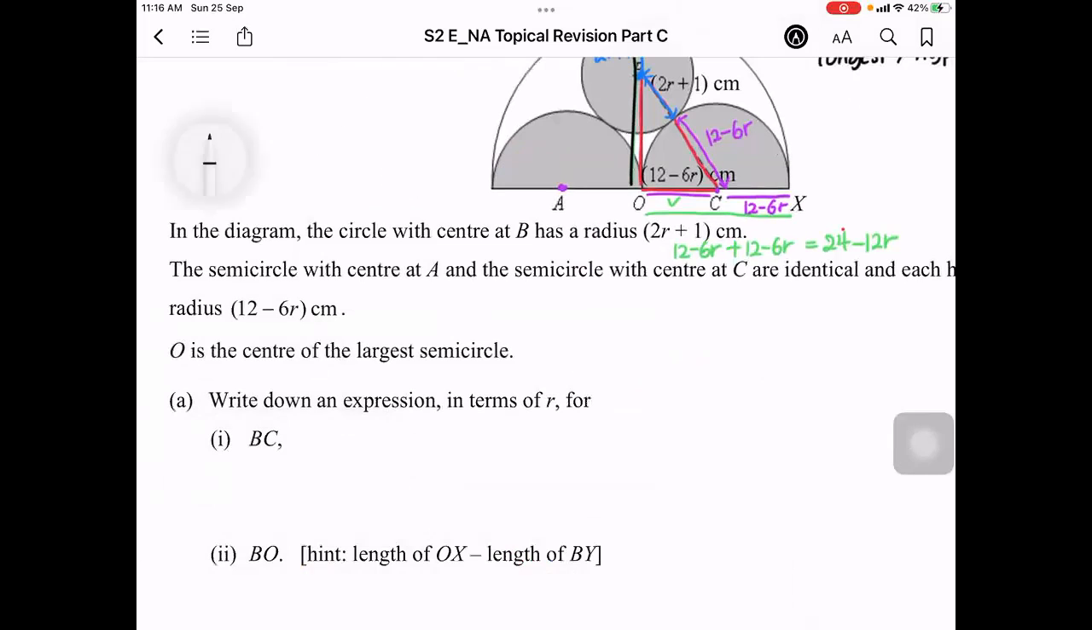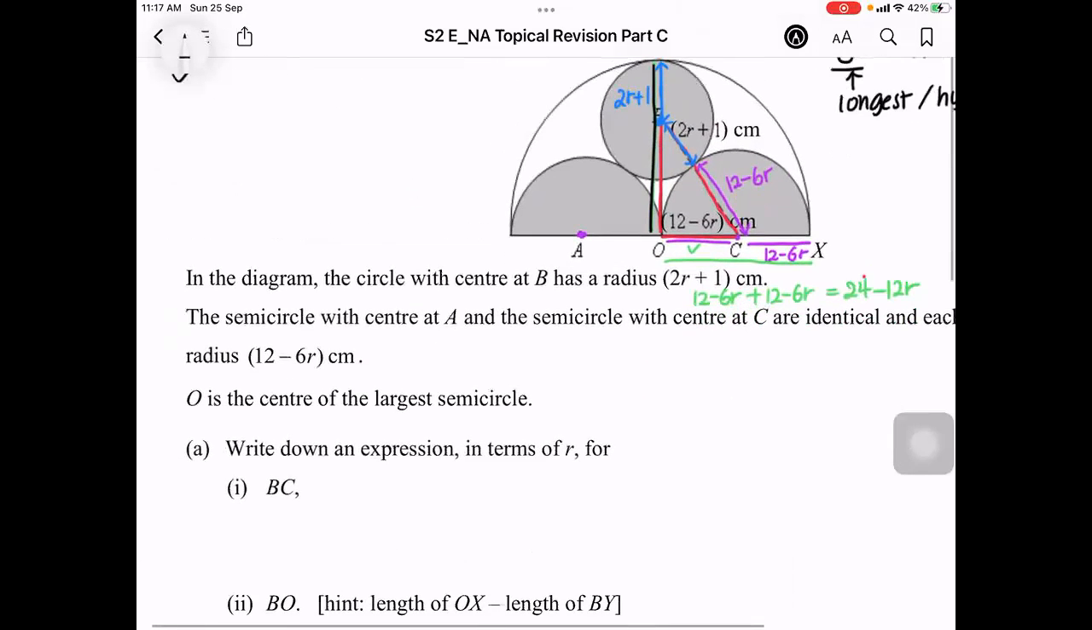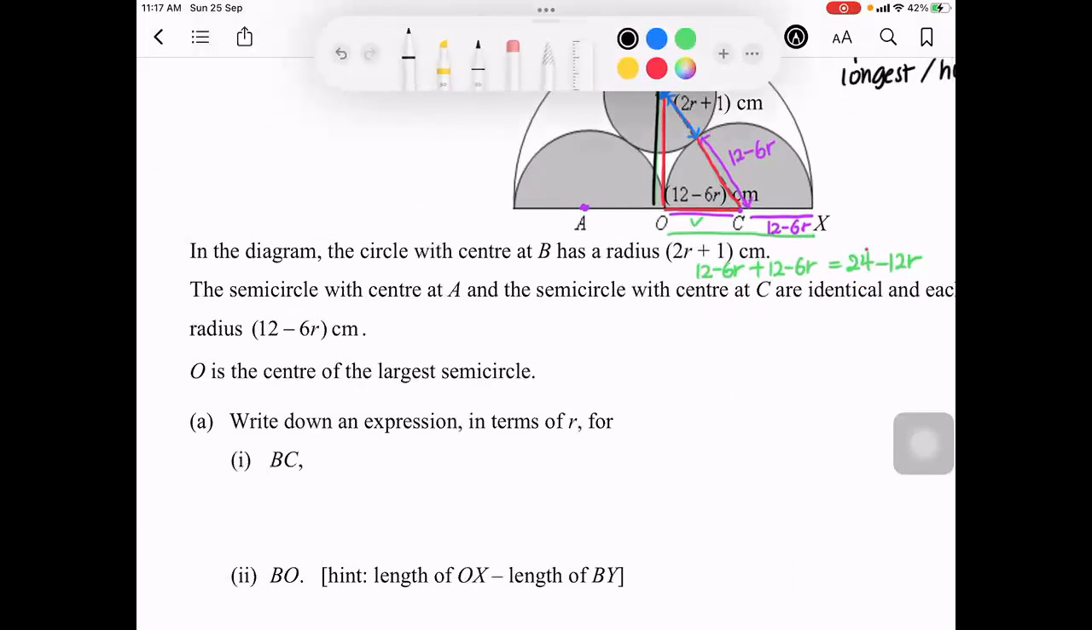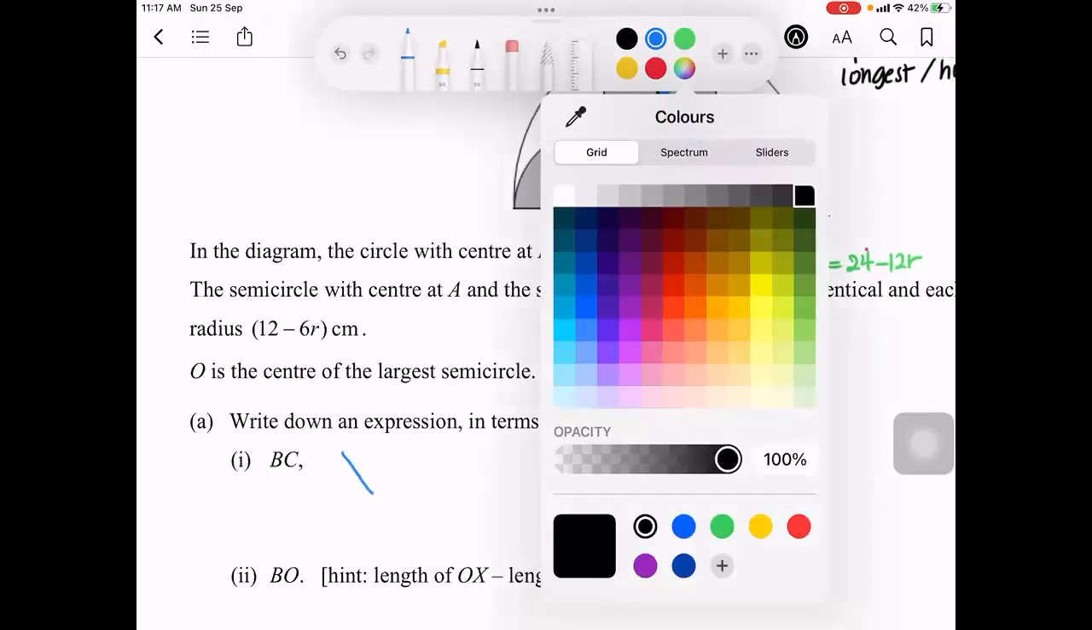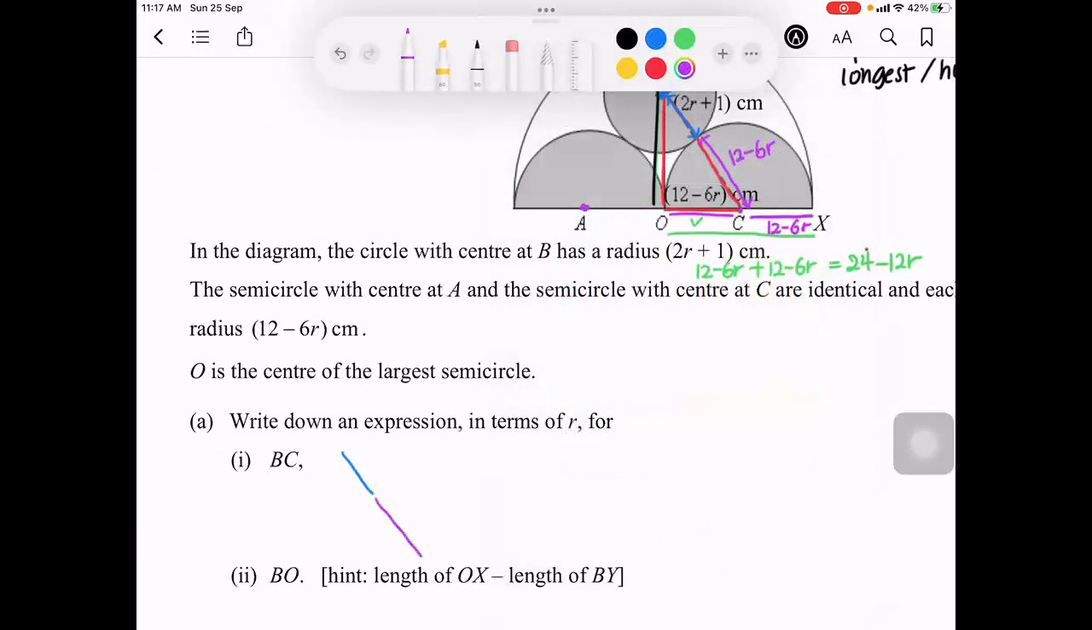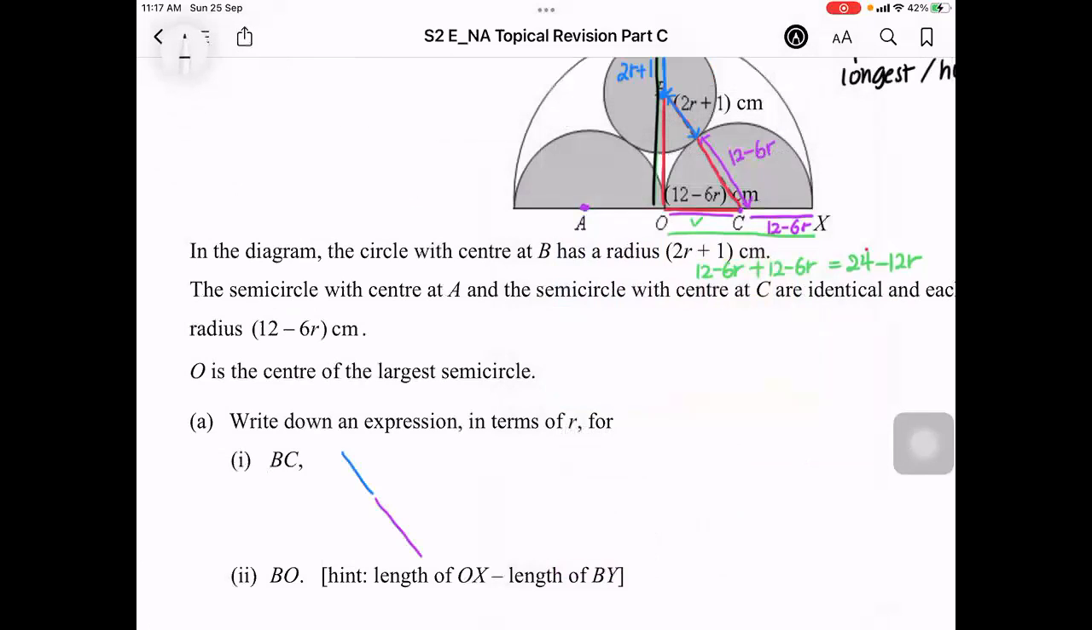Okay, so first part question, write down the length for BC. BC is the blue one plus the purple color one. The blue one is 2r plus 1. The purple is 12 minus 6r. So BC equals to this total. Never mind, I do myself. 13 minus 4r. Okay, that's for BC.